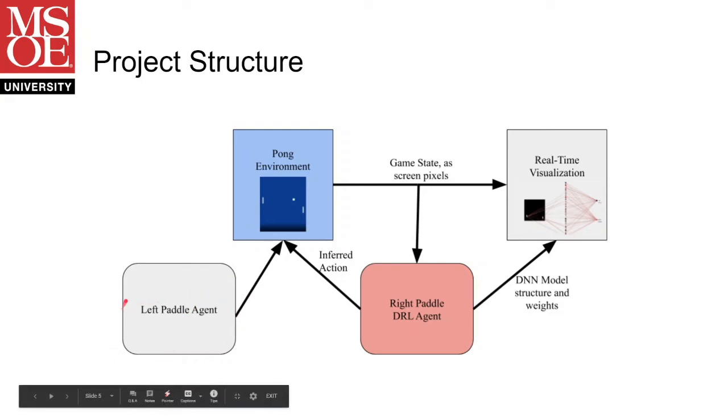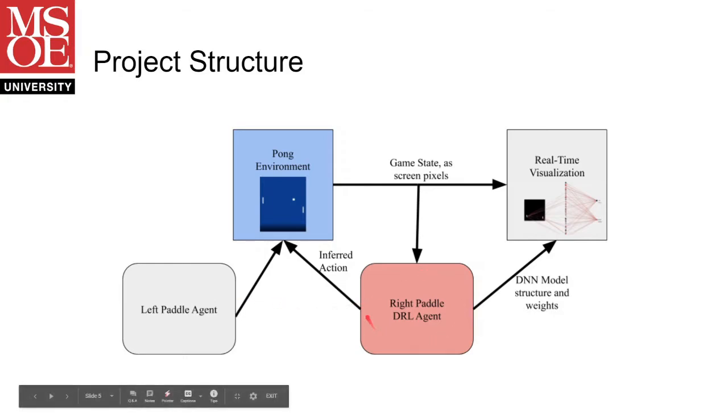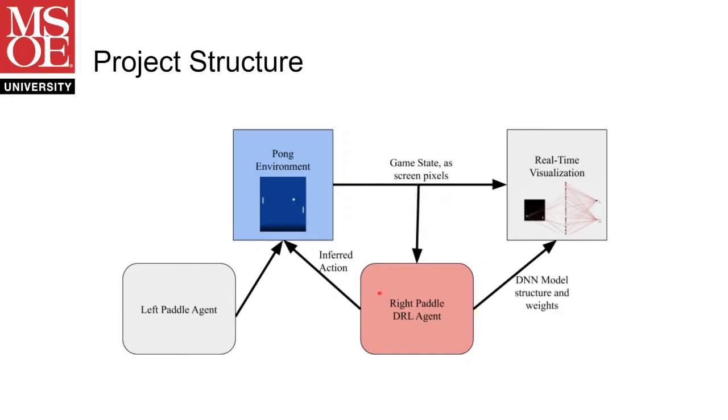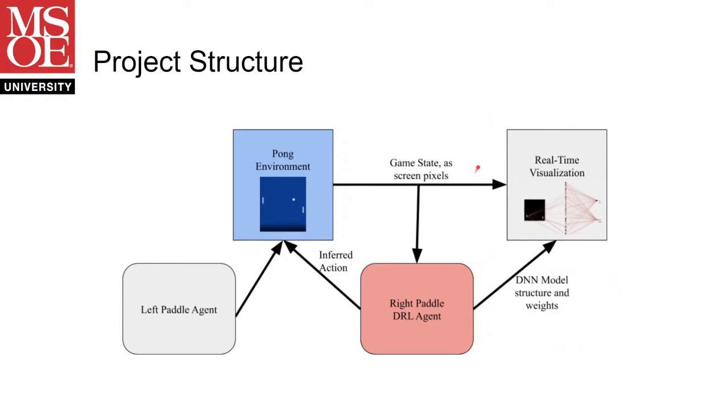So it follows a strategy like, if the ball is above me, go up, if the ball is below me, go down. Something really simplistic like that. And this right paddle is the agent we're creating. It takes the pixels of the game state and intelligently tries to come up with an action that's best for that state. And then finally, we have our visualization piece. And this takes in the game pixels and also all of the details of our agent, the model structure, the weights, the activations, all that good stuff, and puts that up on the screen so that the user can tell what's going on and hopefully get an idea of the inference process and how this all works.